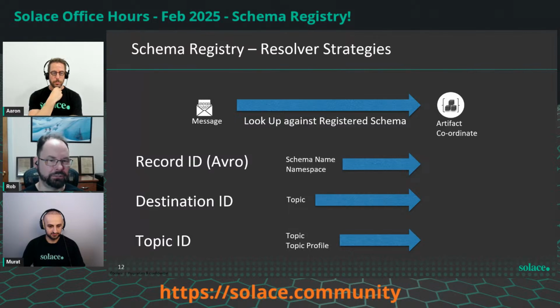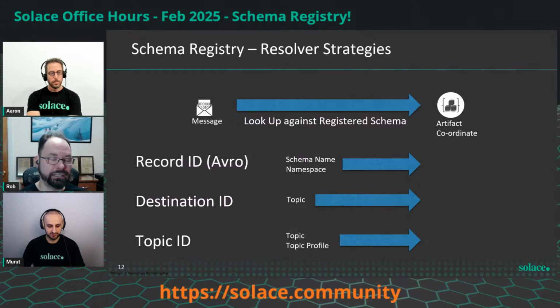So there's a record ID, which basically takes the schema name and the namespace and uses that to map to what's called an artifact coordinate, which is basically a collection of schemas, and says, with this resolver strategy, record ID, and this schema name and this namespace, it has to match to this collection of schemas. And similarly, we've got a destination ID, which basically just looks at your topic and maps that to an artifact.